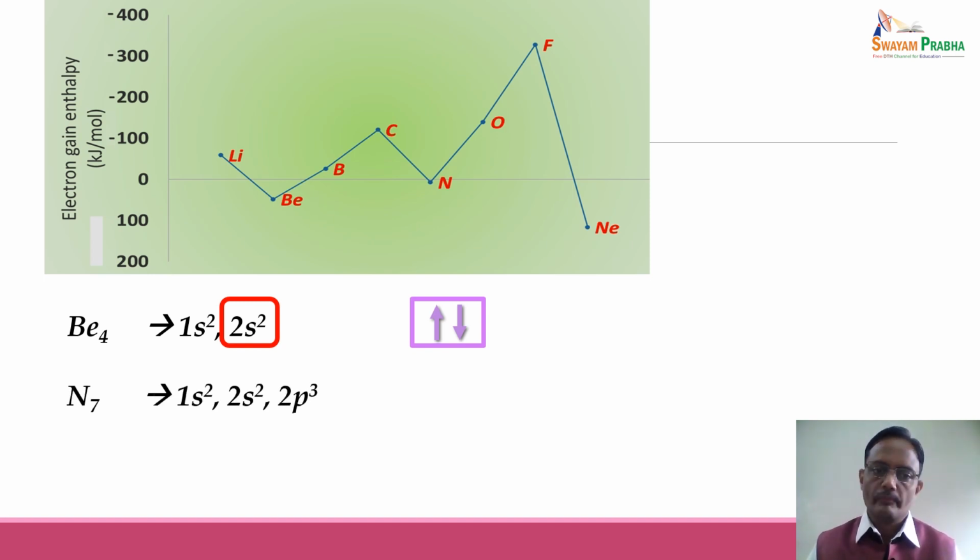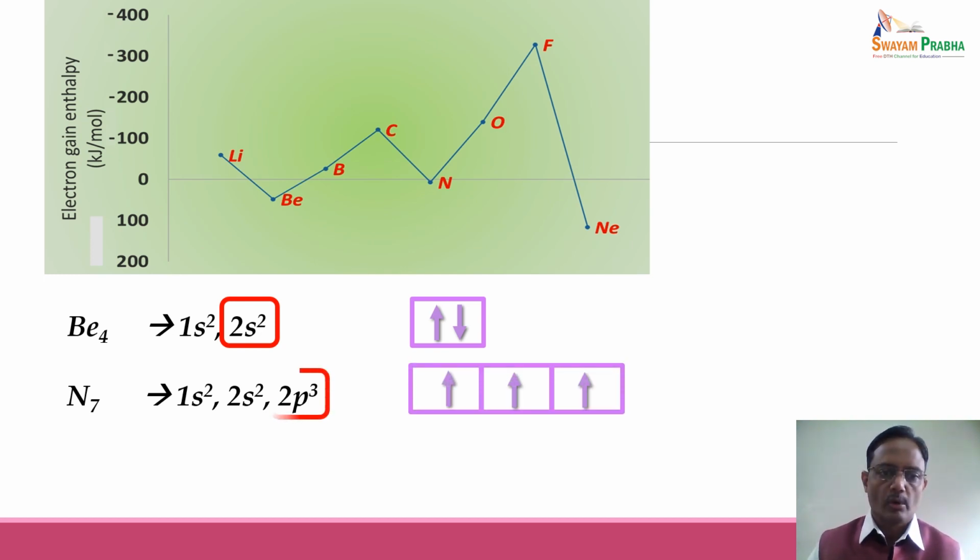For nitrogen, the valence shell configuration is 2s2 2p3. Now in 2s2 2p3, this 2p3 is an extra stable configuration. Addition of one more electron leads to a decrease in its stability. Hence, nitrogen has a slightly positive value of electron gain enthalpy. So it will not accept the incoming electron easily.